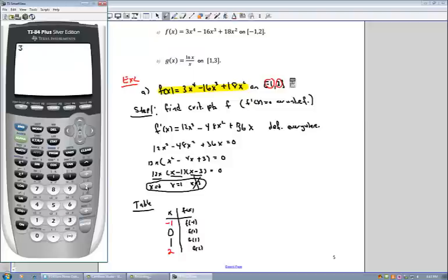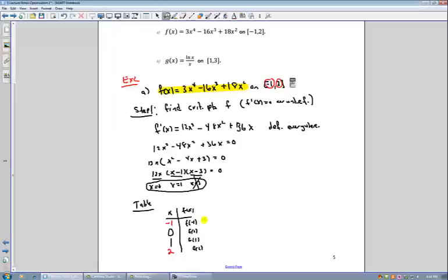And so I have 3 times left parenthesis -1 raised to the 4, and I could probably do this one in my head, but let's just run through it so you see. 16 times left parenthesis -1 raised to the 3, plus 18 times left parenthesis -1 raised to the 2. Hit enter, and out pops my answer of 37. So this one's equal to 37.